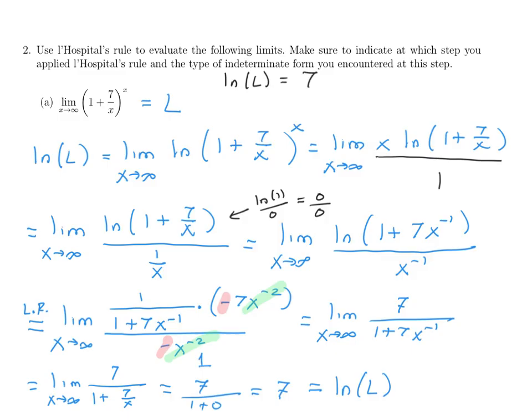You can exponentiate both sides with e to simplify the answer. E to the natural log of L is just L. The other side is e to the power of 7. And in fact, that's the final answer to this problem. The limit is equal to e to the power of 7.